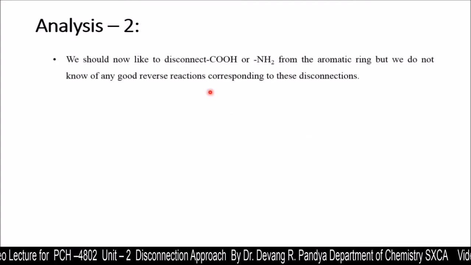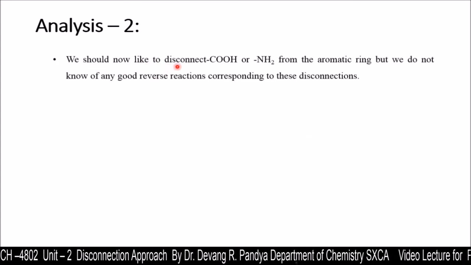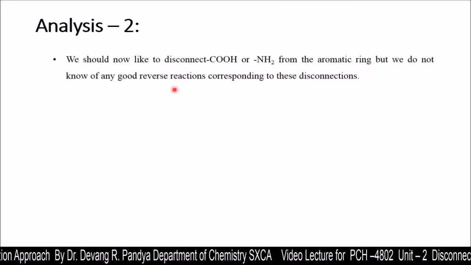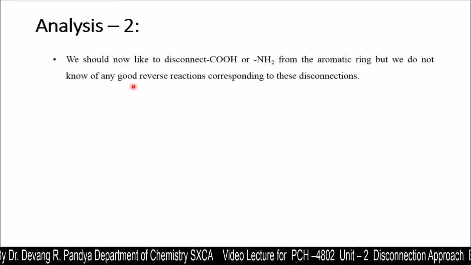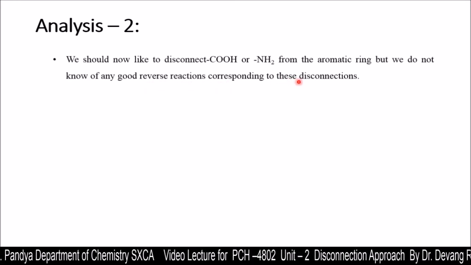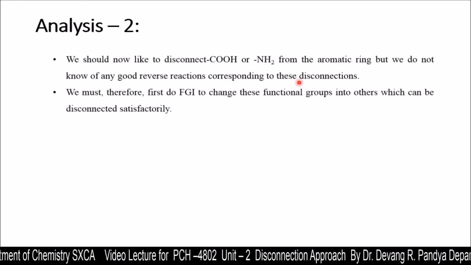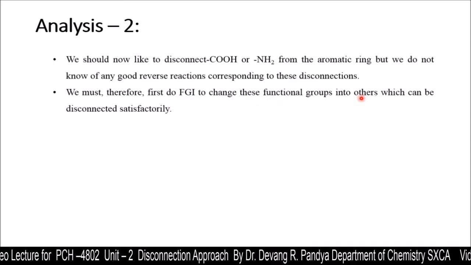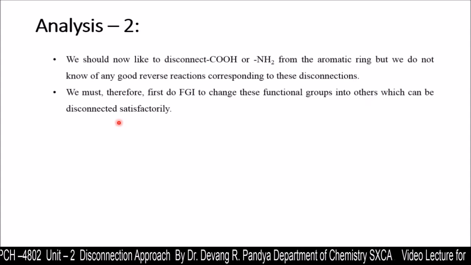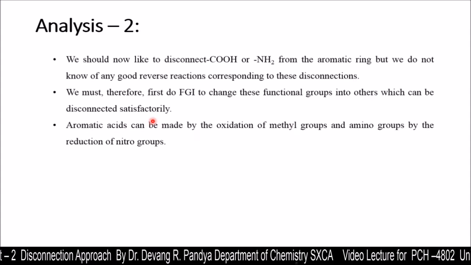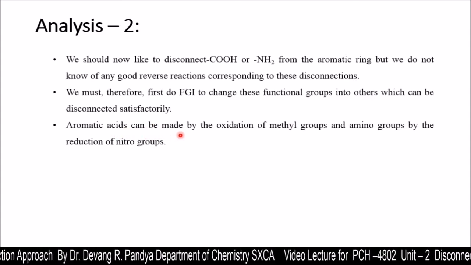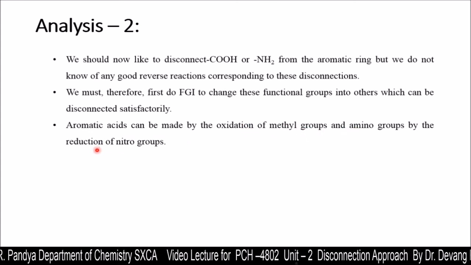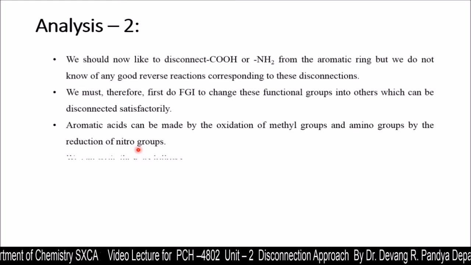Second possible route: we should now like to disconnect carboxylic or amine from the aromatic ring, but we do not know of any good reverse reaction corresponding to these disconnections. We must therefore first do FGI to change this functional group into others which can be disconnected satisfactorily. Aromatic acids can be made by oxidation of methyl groups, and amino groups by reduction of nitro groups.